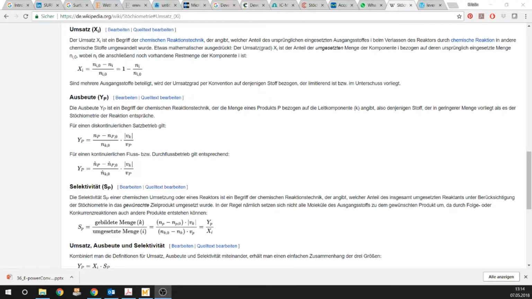Hi, I wanted to discuss the differences between the definition of conversion, Umsatz, and yield, Ausbeute, between the standard usage in English for engineers and chemists and in German, because it's causing some confusion in my German lecture. So here from the German Wikipedia page about stoichiometry, we can see that the definition of Umsatz is just the fraction of stuff that's converted.